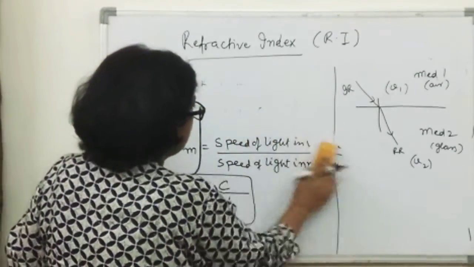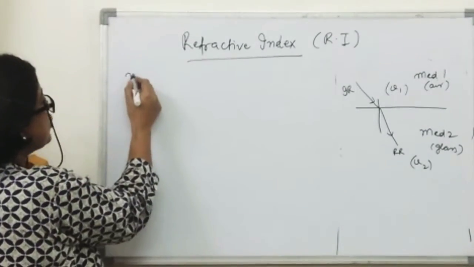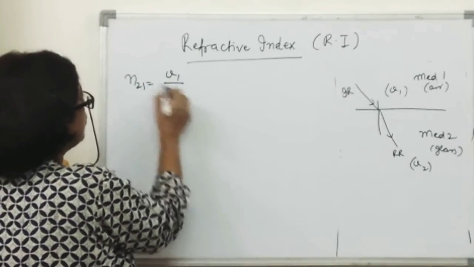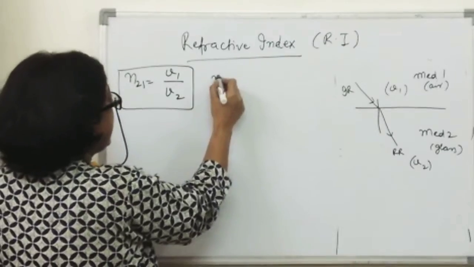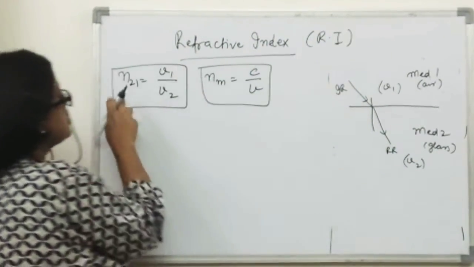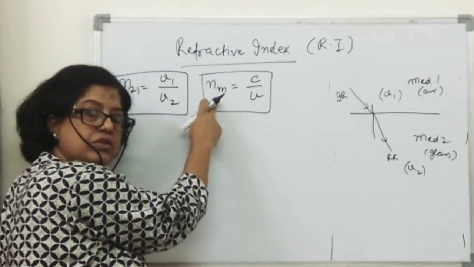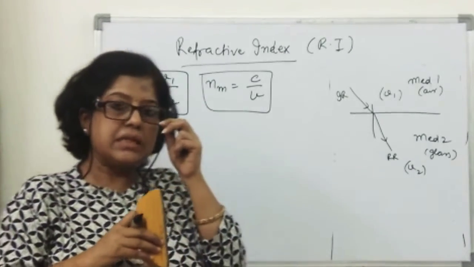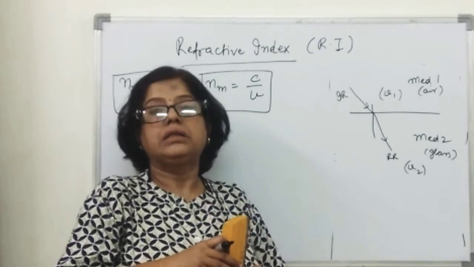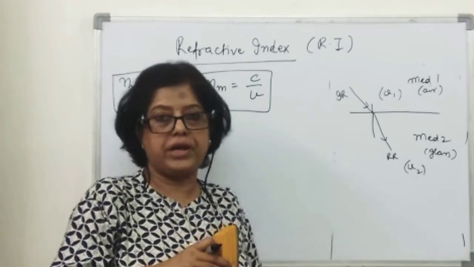Now, we have done two formulas. Let me write the formulas I have just done for you. We've done N21 is V1 by V2, and we've done Nm is C by V. This is the refractive index of medium 2 with respect to medium 1. This is the absolute refractive index of a medium. So the values that you get in the table in your book are the absolute refractive index of the various media. That means the refractive index of the media with respect to the vacuum or air.